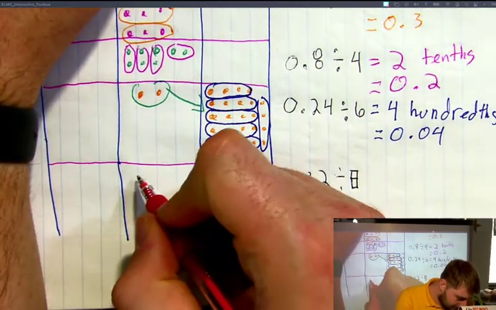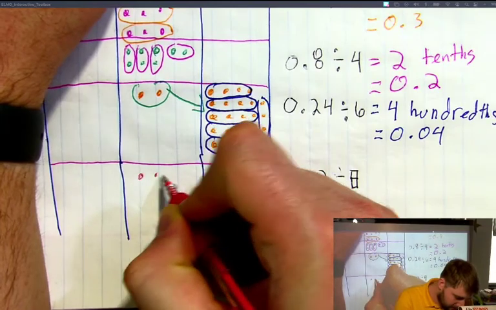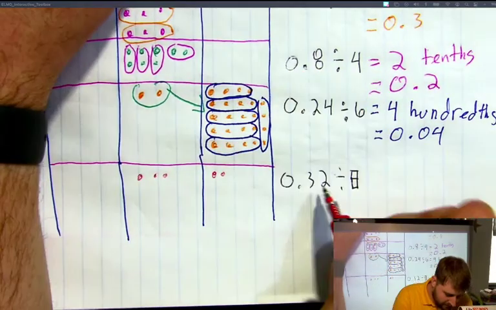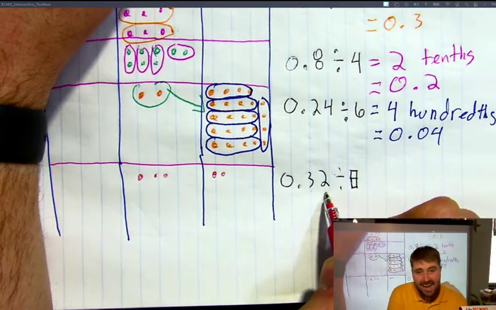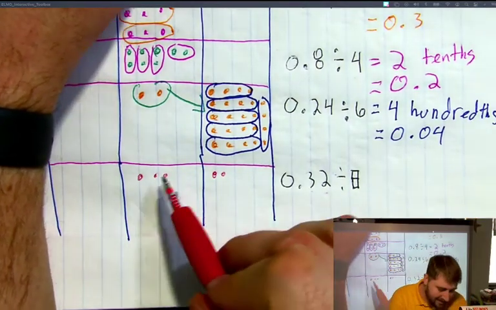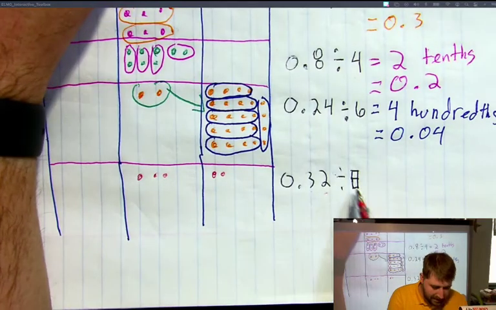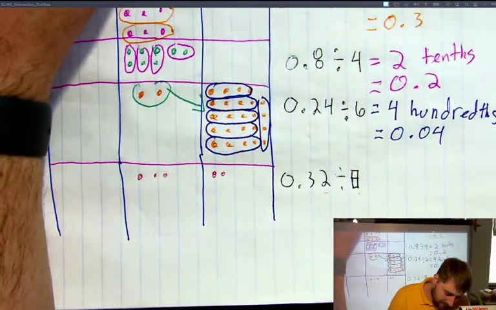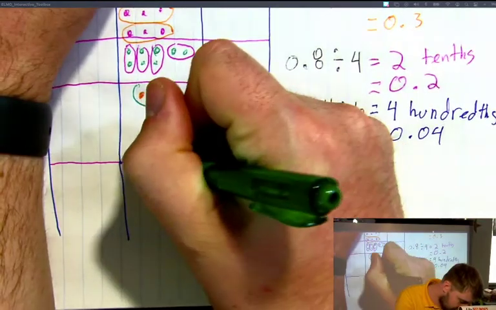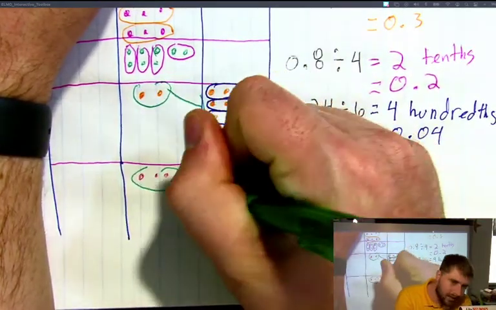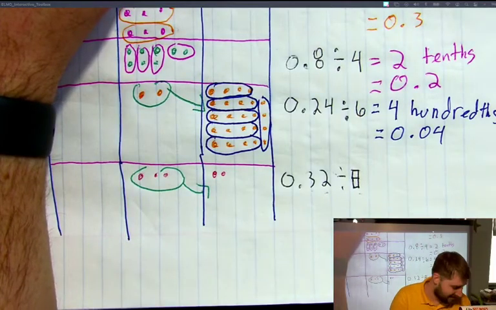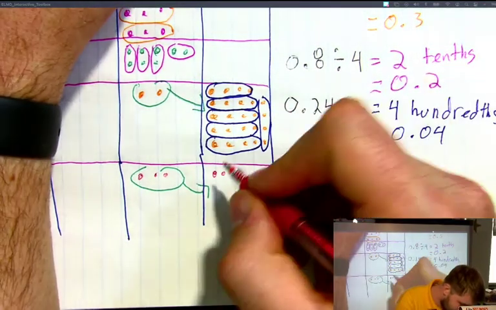Now, I started with 3 dots in the tenths column and 2 dots in the hundredths column because we have 3 tenths, 2 hundredths. But then I knew I could not divide my 3 tenths by 8. It was not going to give me a whole number, and I did not like that. So I regrouped in green, and I regrouped my 3 dots over to my hundredths column, and my 3 tenths became 30 hundredths. So now I've got to draw 30 dots in here.